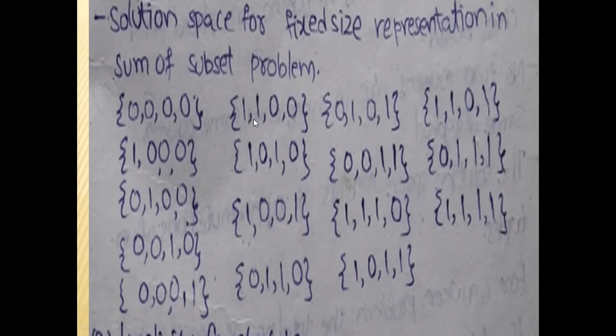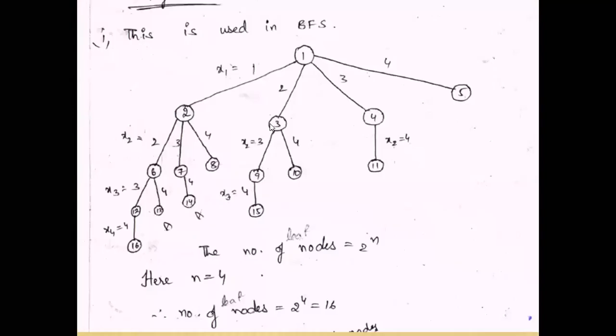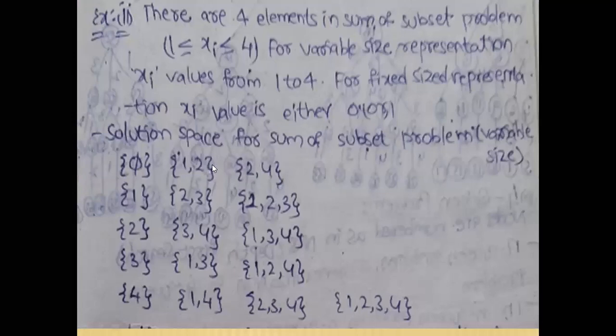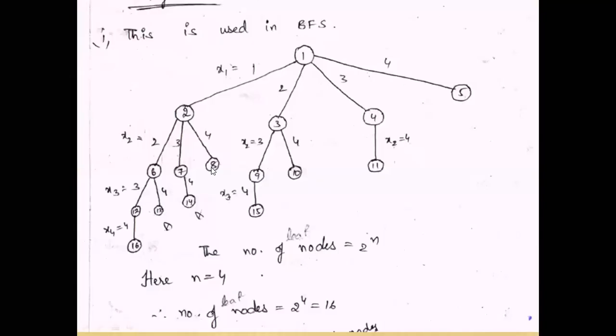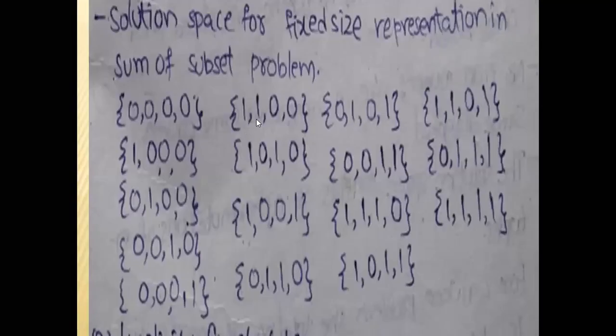Suppose the first 2 elements, that is here 1 1 0 0. That represents x1 equal to 1 and x2 equal to 1. Which element is considered in the sum is represented by 1 1. Suppose the third element and fourth element are not considered in the sum, so they are represented by 0. So 1 1 0 0 means 1 comma 2. Here 1 comma 3, 1 comma 4, that is 1 comma 4 means the first element and fourth element are considered in the sum. Here the second element and third element are considered in the sum.